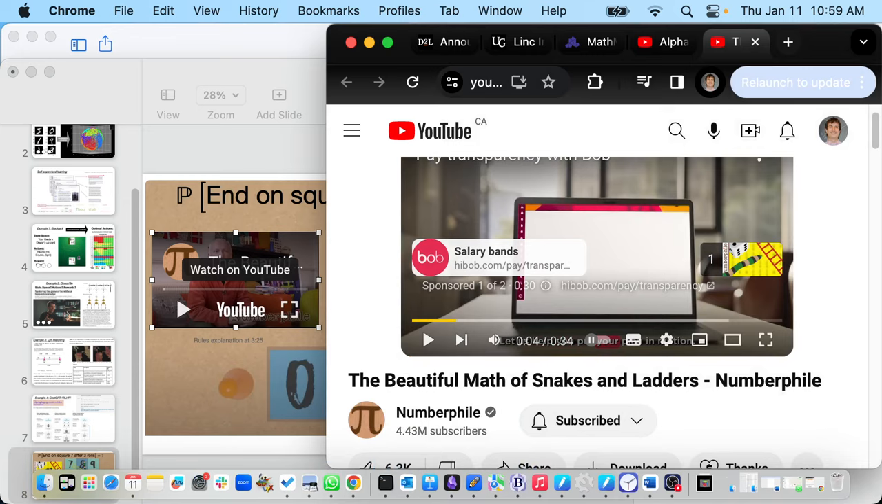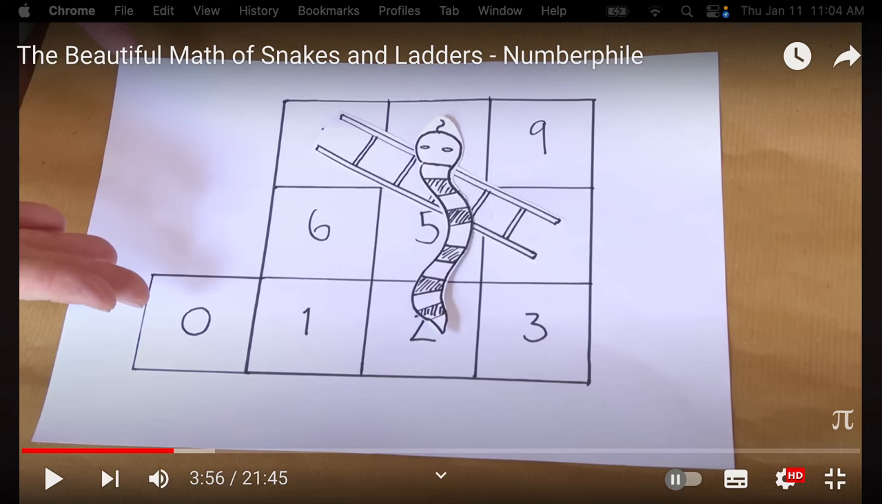Let me press this button right here. Their explanation of snakes and ladders, and we're going to do an example of this. In the rest of the video, they calculate how many rolls it would take to go from 0 to 9, which is something we will eventually do. And they do it with this really slick way of using a matrix. And we are going to do it that way.